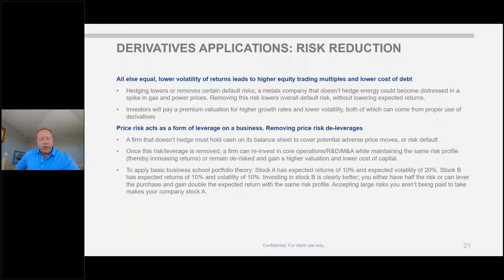So to apply basic business school principles, and this is something people tend to get, this analogy: if you have one stock that returns 10% with volatility of 20% and another stock that returns 10% with volatility of 10%, you'd rather own the second stock. And the reason for that is you can lever that at 2 to 1, have 20% volatility and double your returns. Or you can maintain half the risk with the same return profile. So when you hedge, you're basically turning yourself from stock A to stock B.